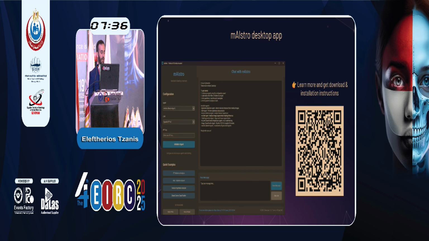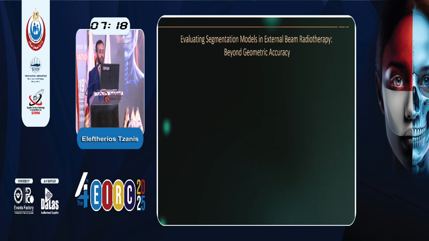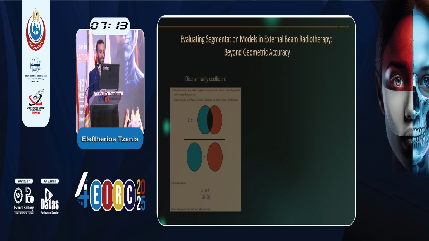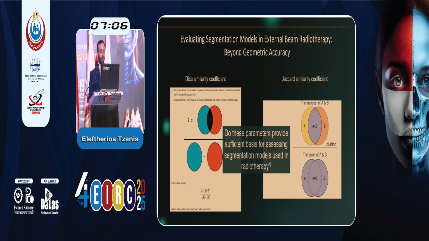So this was the first part of my presentation, and now let's move on to the second part, where we will discuss how we can perform a comprehensive evaluation of AI segmentation models that will be used in external beam radiotherapy. The traditional method for evaluating segmentation models is through metrics like Dice similarity coefficient, Jaccard score, Hausdorff distance, and other similar metrics. However, the question is: is this evaluation enough for the domain of radiotherapy?